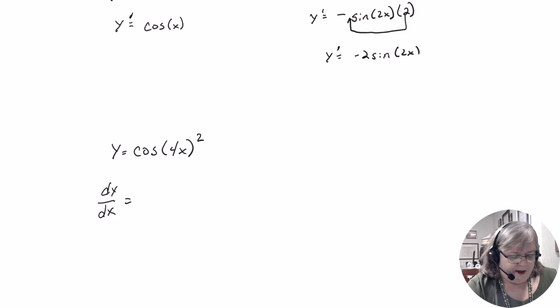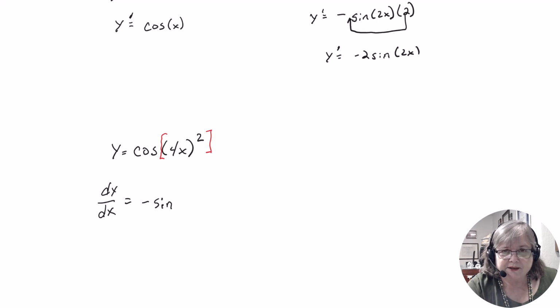Now, the outside is cosine because technically this is the cosine of this part right here. Maybe that'll help you kind of see the inside from the outside. So you take the derivative of the outside, which is cosine, so you take the derivative of that, which is minus sine.